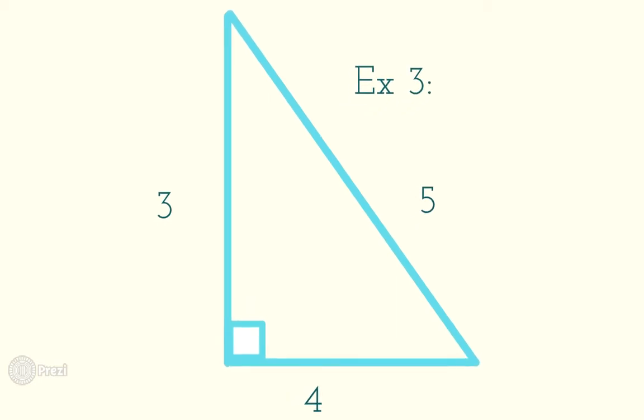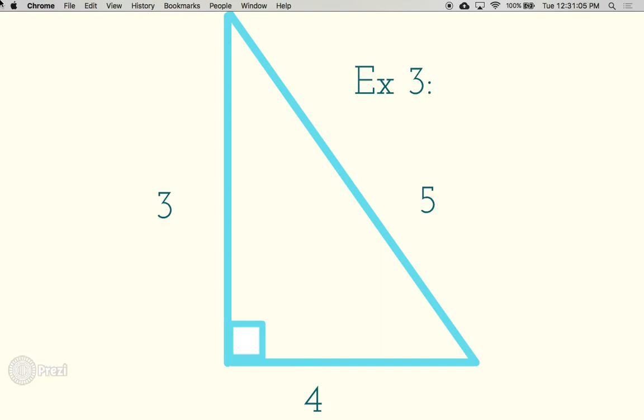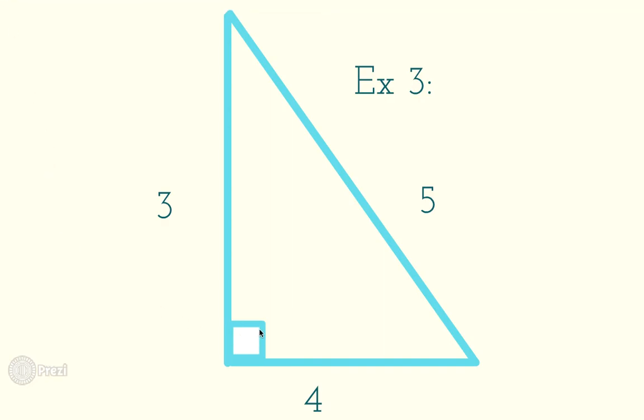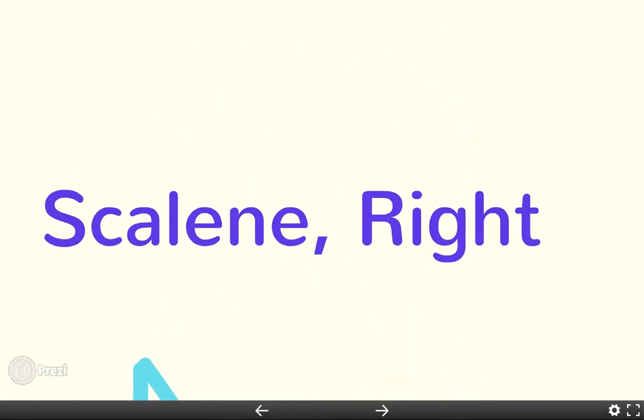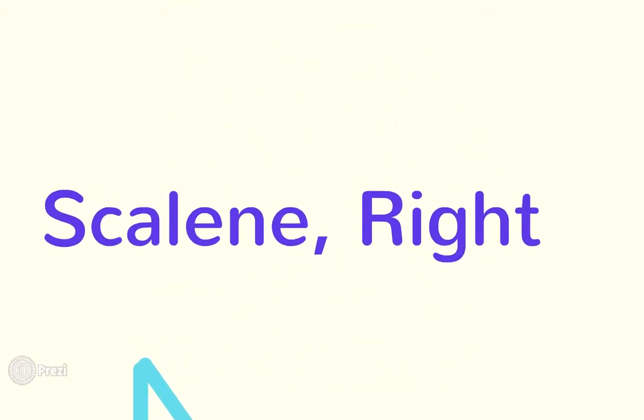And lastly, example 3. Let's classify it by its sides. None of my sides are congruent. So what is the kind of triangle that doesn't have any congruent sides? It is a scalene triangle. Scalene triangles don't have any congruent sides. And since I have one right angle in it, to classify it by its angle measure, it would be a scalene triangle that's also a right triangle. So it's a right scalene or a scalene right triangle.